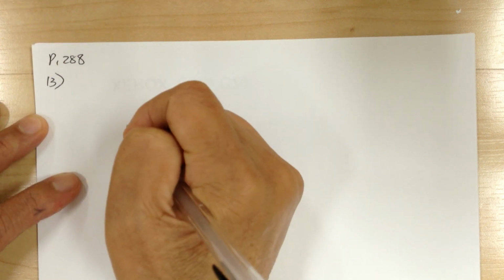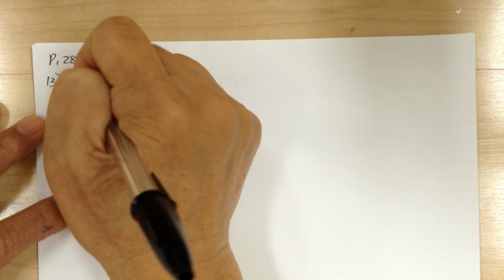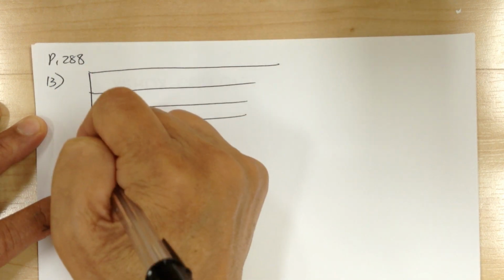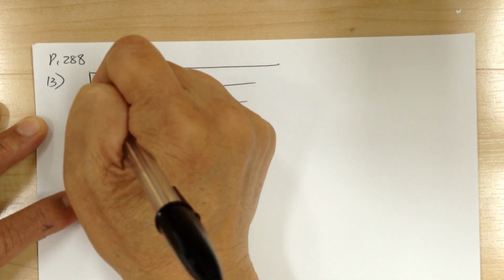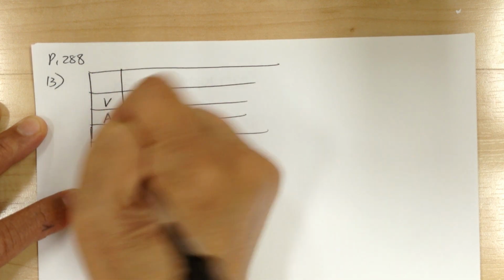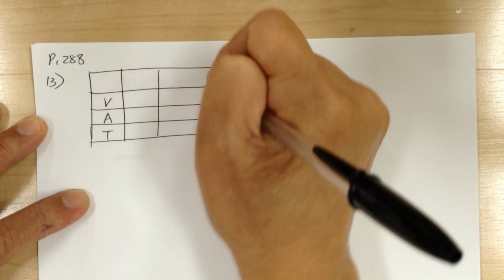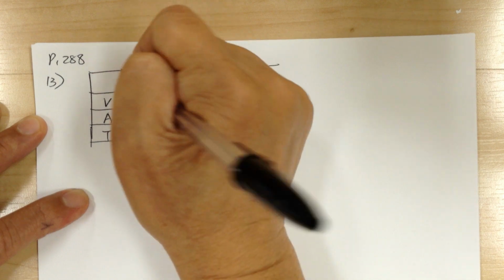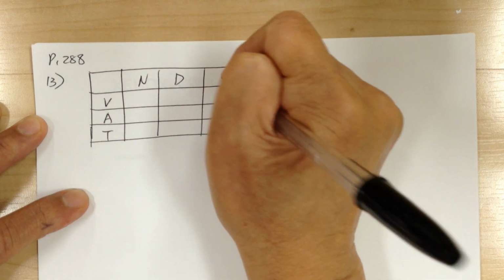Okay, number 13, I'll read through it. This is a coin problem, so I can draw a table to help you organize. The value of each coin, the amount of each coin, and the total value of each coin. So you've got nickels, dimes, and quarters.